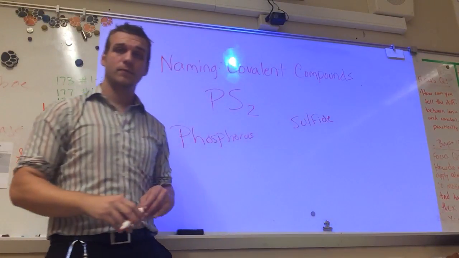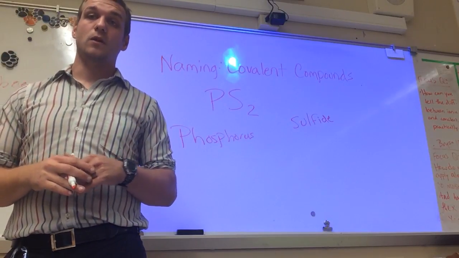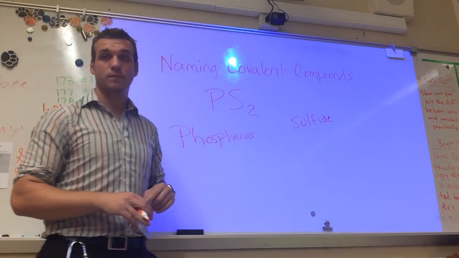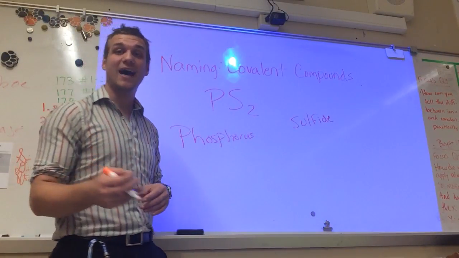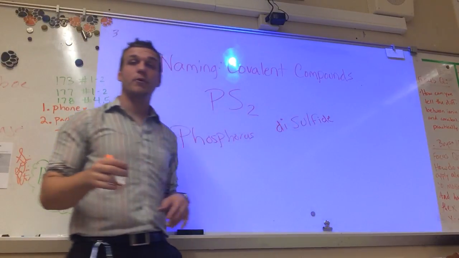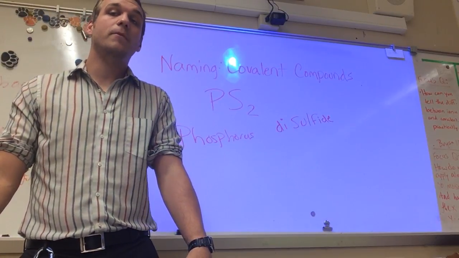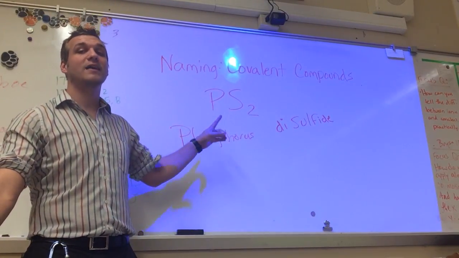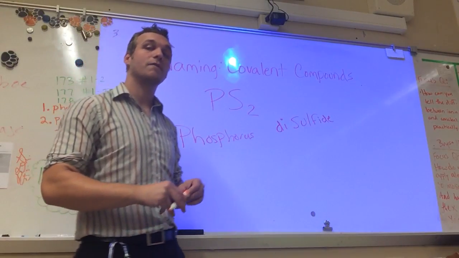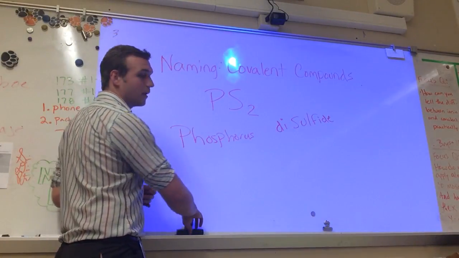Okay? The other part of that rule said that it always gets a prefix. So how many sulfurs do we have? We have 2 sulfurs. So 2 is di. And remember, the prefix comes before the word. So to name this, this will be phosphorus disulfide. Phosphorus disulfide. Not too bad. That's pretty much the extent of it. So that's the good news. So let's look at a couple more.